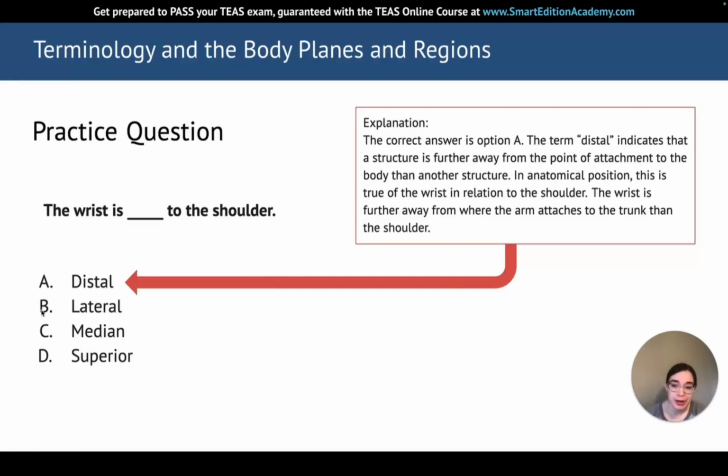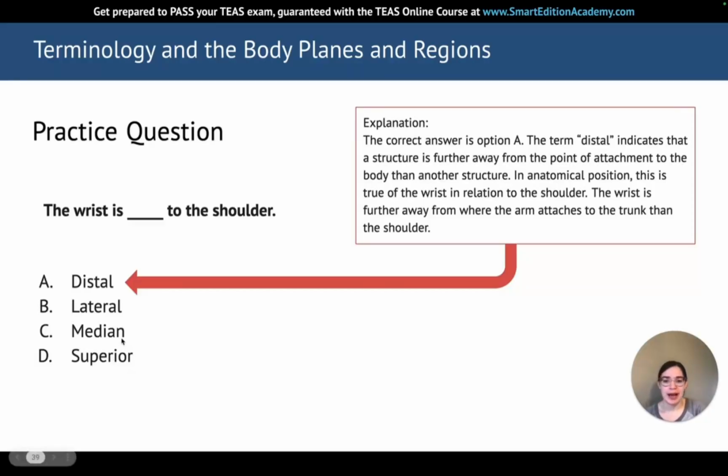Let's briefly run through these other terms before we move on to our next section. The word lateral means away from the midline, while the word median means toward the midline, toward the center of the body or a body part. And the word superior, as we've seen, means that a structure is above another.